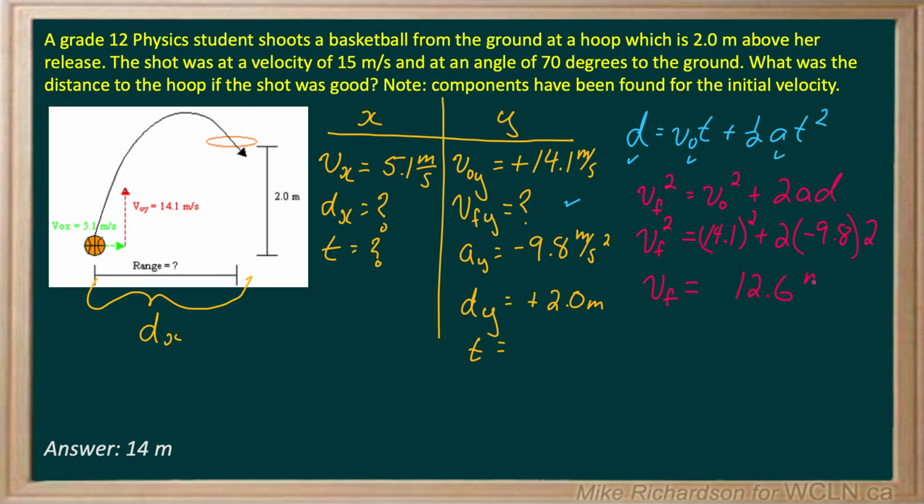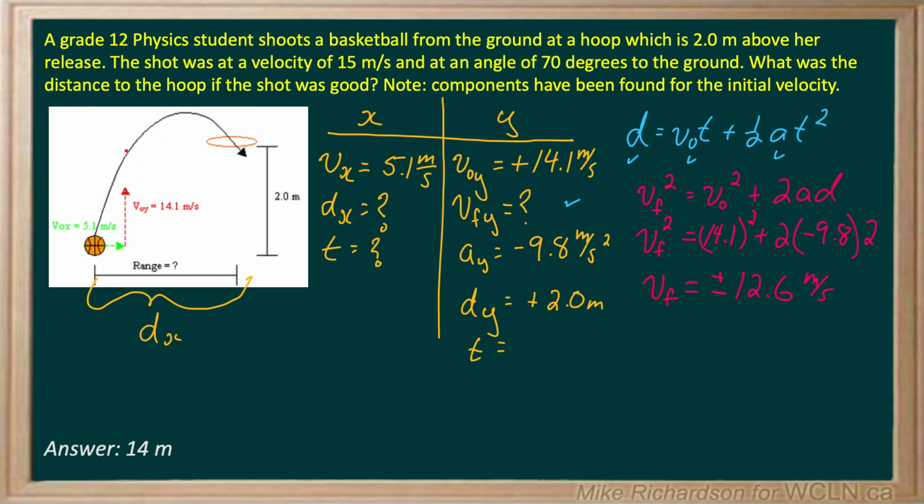But here's the key to this. When you find V final, you had to take a square root. And in mathematics, whenever you take a square root, you have two answers, plus or minus. And that's important in this question. We want to decide which V final is appropriate. Well, remember what we did. We found the final velocity when the displacement is 2.